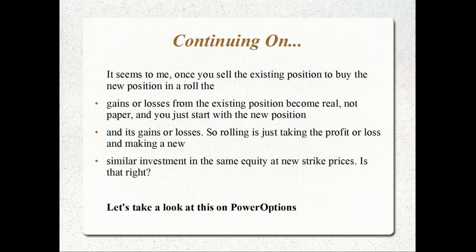Okay, so I account for the loss myself. But he continued on, it says that once you sell the existing position to buy the new position and roll, gains or losses from the existing position become real, not paper, and you just start with the new position. But in my mind, I want to account for it. I want to know that even though I rolled that spread down and had to go 60 days out instead of 2 weeks out and got a $1.10 net credit, I had to factor in the 90-cent loss. So I'm really only making 20 cents on this spread, personally.